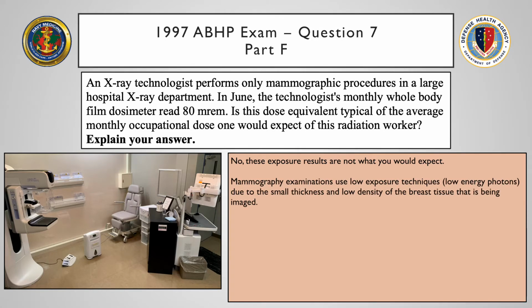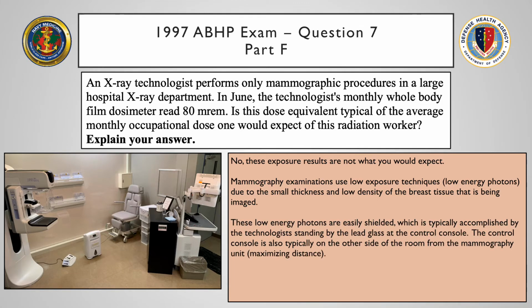Mammography examinations use low exposure techniques, which are low energy photons because the anatomy of the breast is small thickness and low density. Breast tissue is not very dense. These low energy photons are easily shielded, which is typically accomplished when the technologists stand behind a lead glass at the control console, and that console is on the other side of the room, usually in opposite corners of the room.